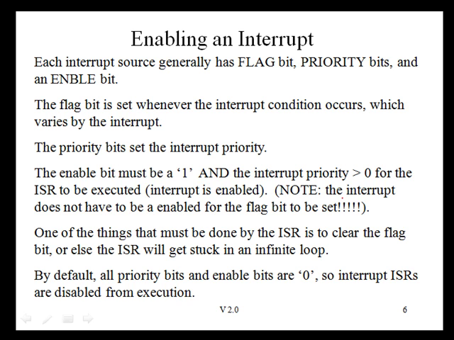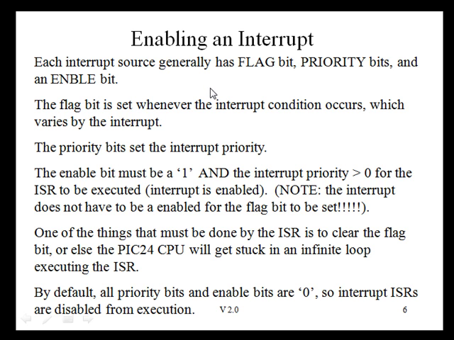It's also very important to note that the interrupt does not have to be enabled for the flag bit to be set. The flag bit will be set whenever the interrupt condition occurs, regardless of whether or not the interrupt is actually enabled. Recall that the PIC24 CPU, when it finishes executing an instruction, will check to see if there are any interrupts pending. How does it know if an interrupt is pending? It's checking the flag bits of the interrupt sources. If multiple flag bits are set or only one is set, it's going to pick whichever interrupt is enabled and has the highest priority with its flag bit set, and it's going to execute that ISR.